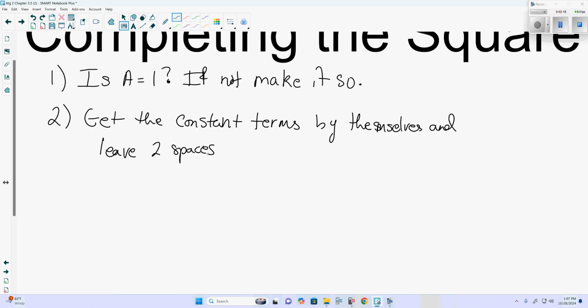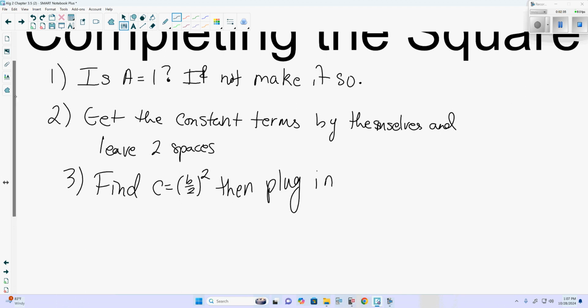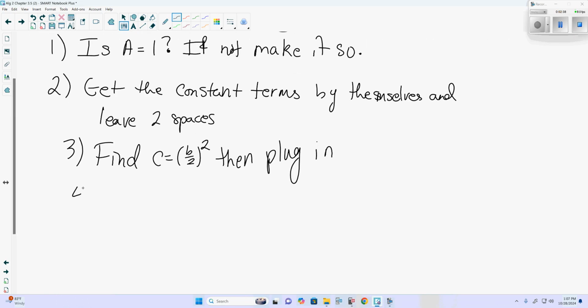Step number 3 is to find c, which is equal to b over 2 squared. And once we find it, then plug in. And our last step is to factor and solve. Last step is to factor and solve.